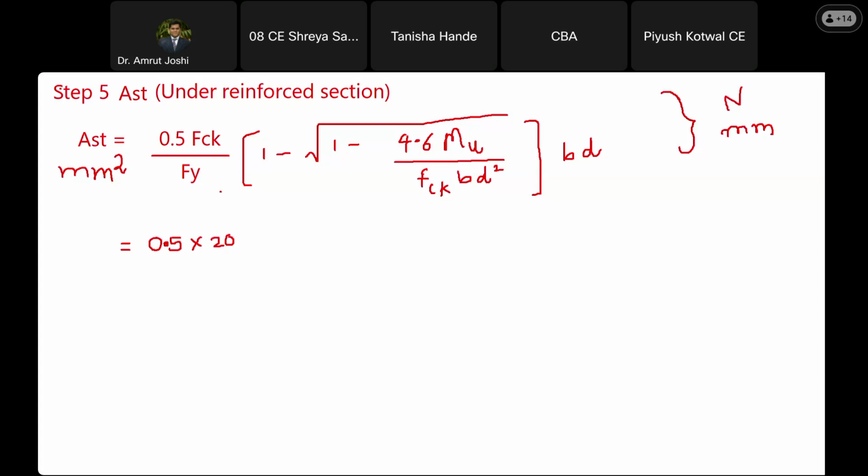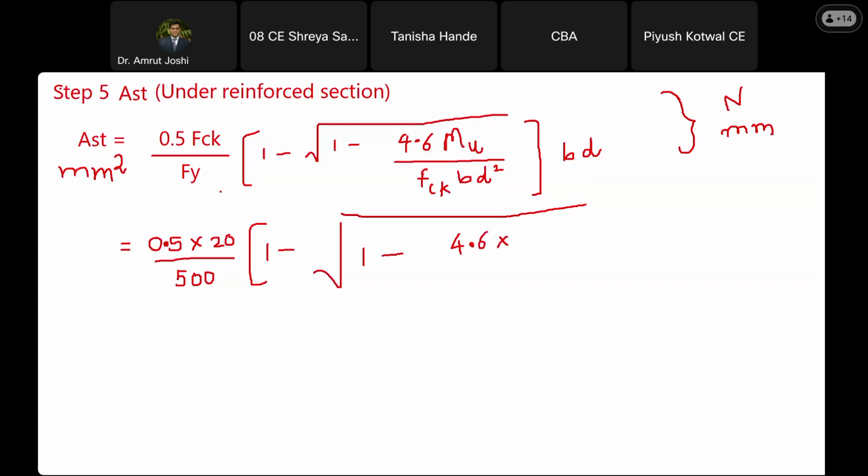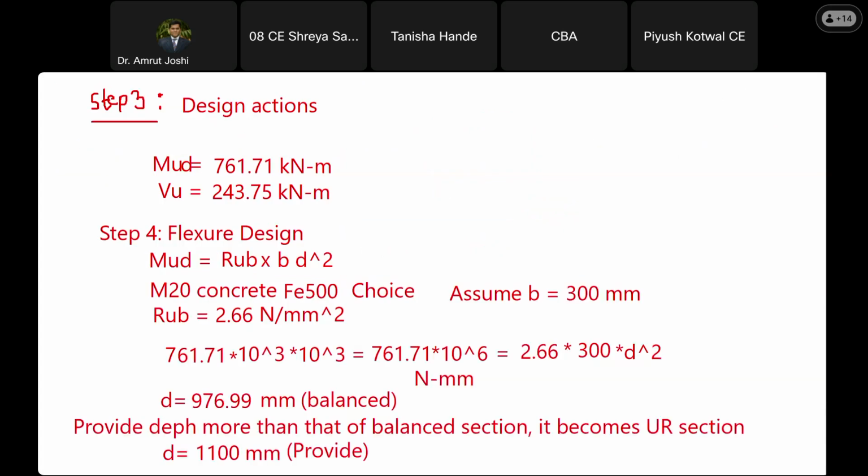So 0.5 into FCK, that is 20, which is in Newton per mm square, divided by FY. FY we are going to use as 500. Happy? Yes, sir. Then into bracket, 1 minus square root of 1 minus 4.6 mu. What is the value of mu? We have already computed the value of mu as 761.71 into 10 power 6. Happy? Yes, sir.